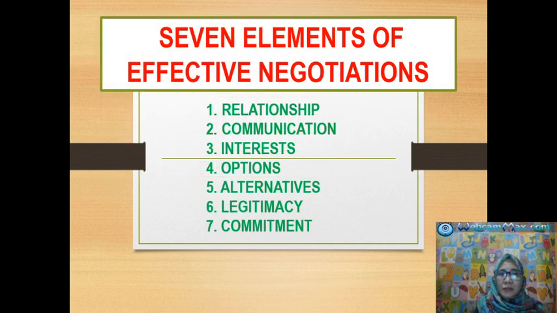7 elements of effective negotiations are: first, relationships; second, communication; third, interest; fourth, options; fifth, alternatives; sixth, legitimacy; 7, commitment. Let's check the detail about the 7 elements of effective negotiation, shall we?